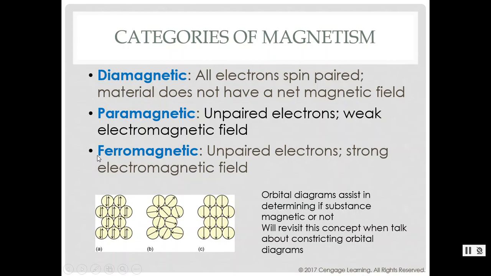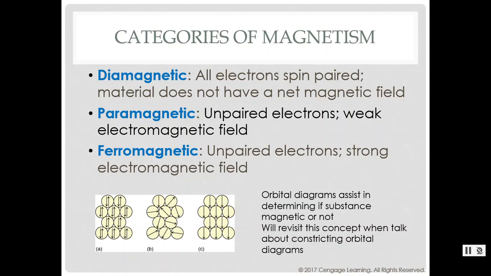Ferromagnetic is similar to paramagnetic in that both of those substances have unpaired electrons, but a ferromagnetic substance has a very strong electromagnetic field. Whereas a paramagnetic species has unpaired electrons, and the field that it attracts is weak. Things that are diamagnetic, that means that all of their electrons in their respective orbitals are paired with opposite spins, and therefore diamagnetic substances do not have a net magnetic field.